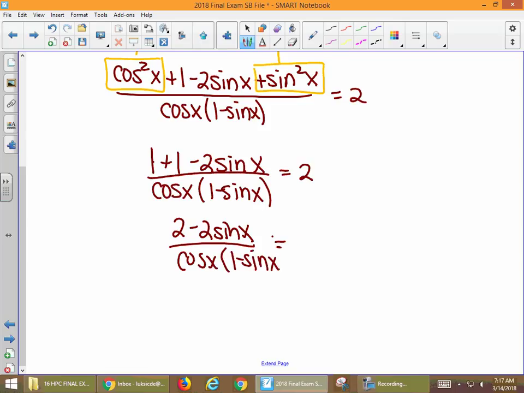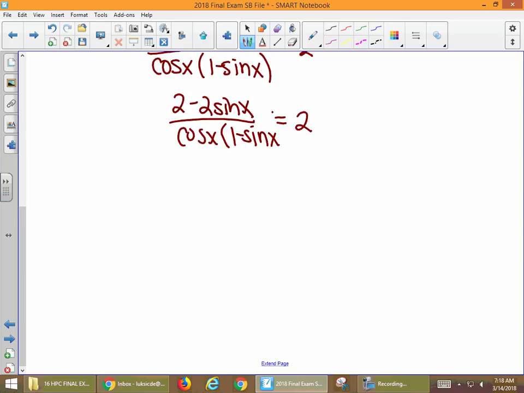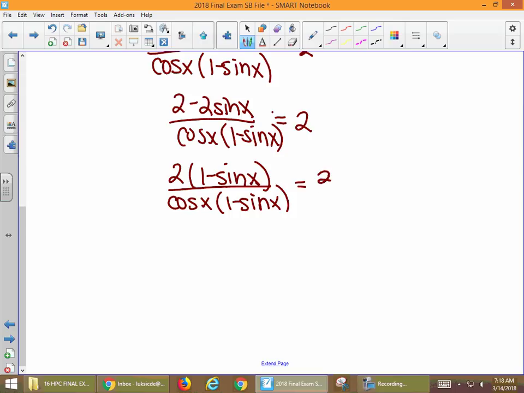And remember, this is an equation, not a proof. So don't get worked up. We're not trying to match the 2. We're solving for x. I have 2 minus 2 sine of x on top and 1 minus sine of x on the bottom. I am going to need to get rid of one of my variables here so that I can solve for x. So I'm going to do that by factoring out that 2. And then I can cancel my 1 minus sine of x.